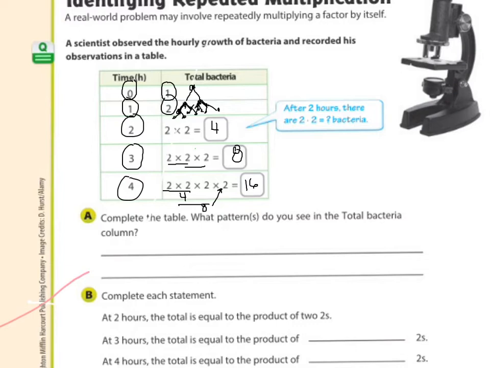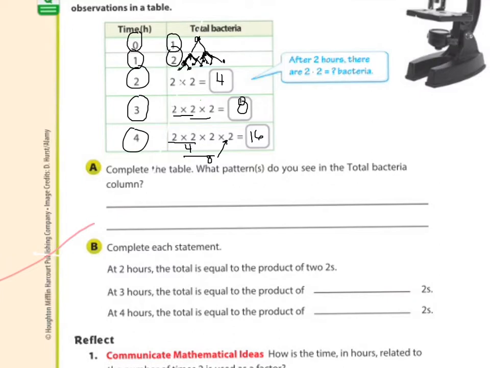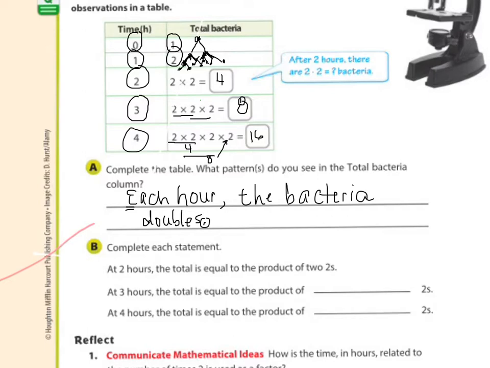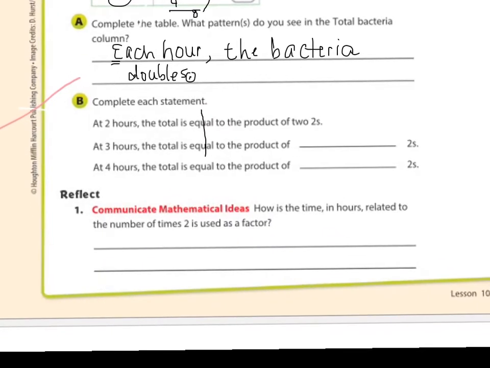So A says, complete the table. What patterns do you see in the total bacteria column? So we look at the total bacteria, and each time it's doing what? It goes from 1 to 2 to 4 to 8 to 16. We can say each hour, yes, you're supposed to be putting this in your notes, the bacteria doubles. This is a complete sentence. Make sure that you have a capital E and you're using punctuation. If you want to use an exclamation point on that because you're like, wow, that is crazy incredible, we'll do that. Okay, complete each statement.